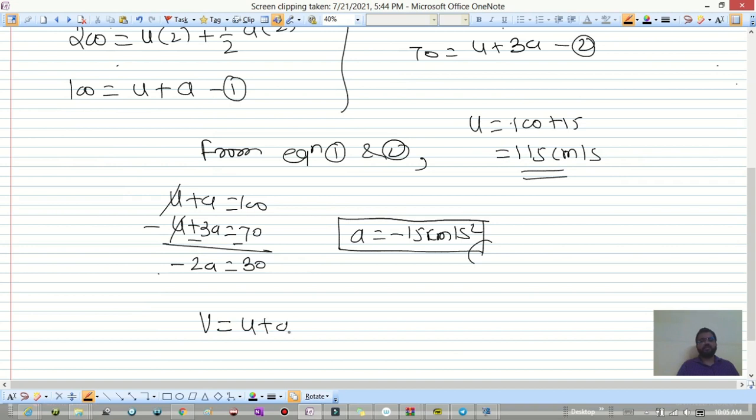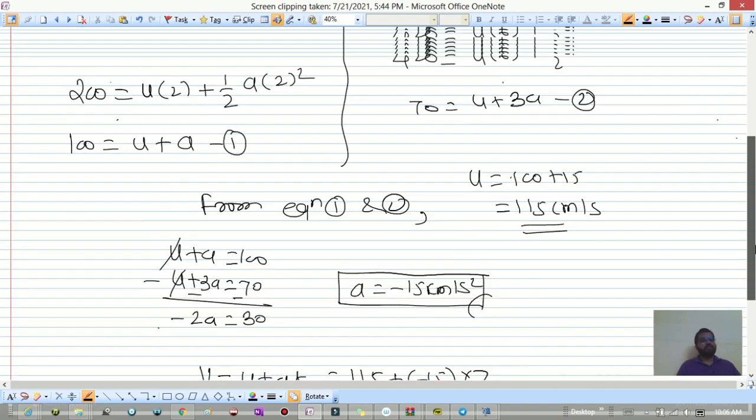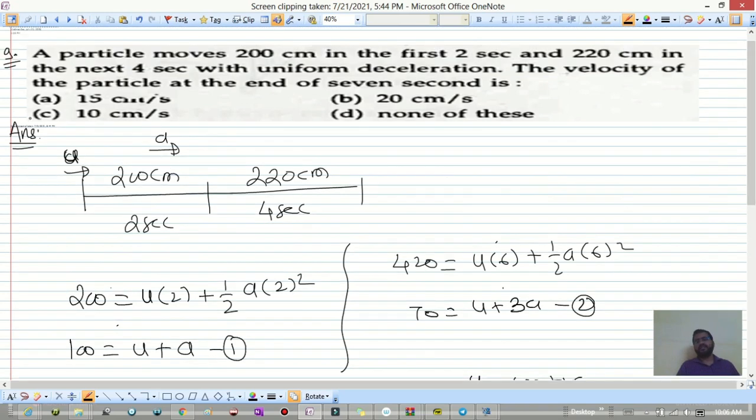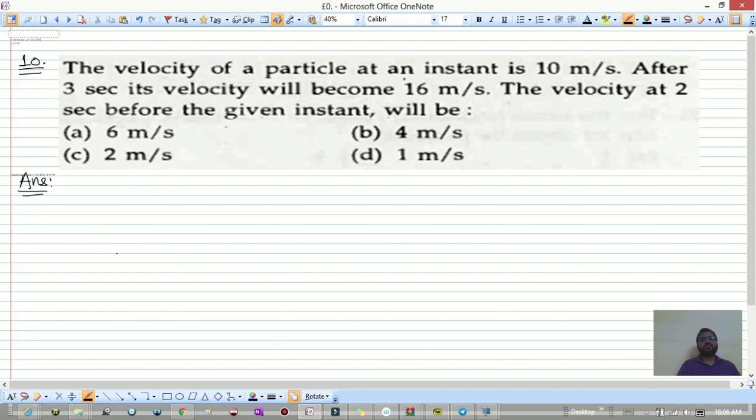V is equal to u plus at. We can use u is 115 plus minus 15 into 7. So we have 115 minus 105, which is 10 centimeter per second. So the answer for this is 10 centimeter per second. That is option C.